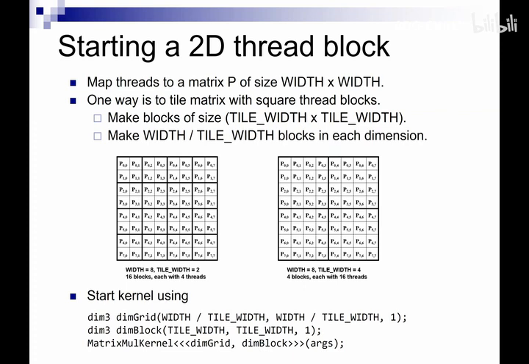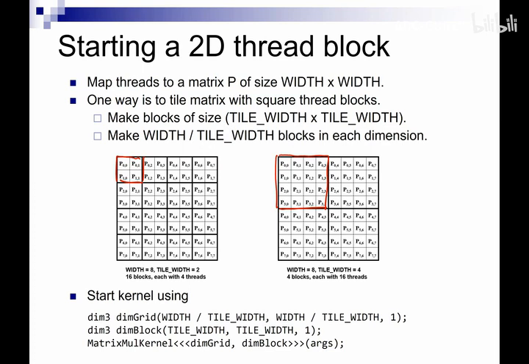Suppose you just want to cover this matrix with thread blocks. Then each block is going to have size TILE_WIDTH by TILE_WIDTH. So for example here, we're going to have these 2 by 2 blocks. So then TILE_WIDTH is going to be 2. And here you could also tile this matrix with bigger blocks, 4 by 4. Now if you use these 2 by 2 blocks, then you're going to have 4 blocks in the x and the y directions.